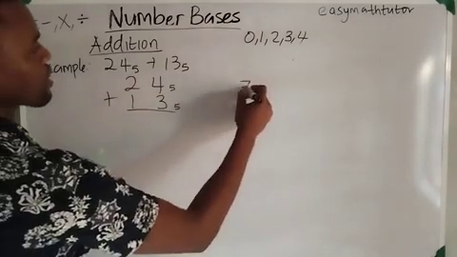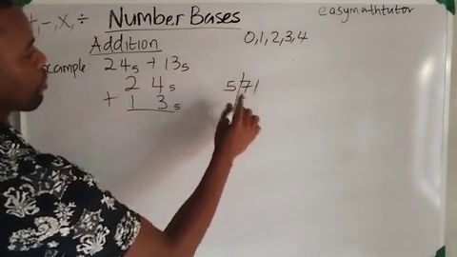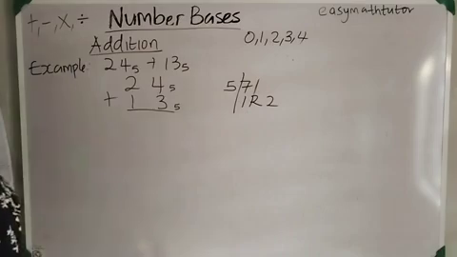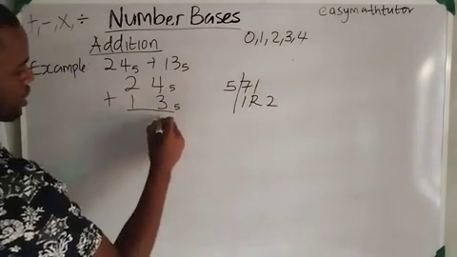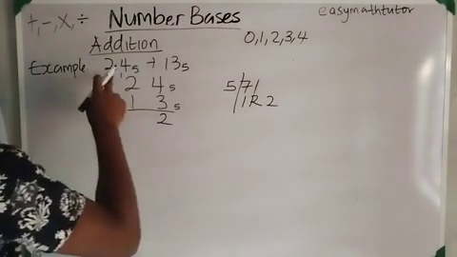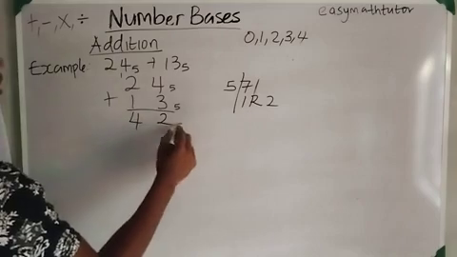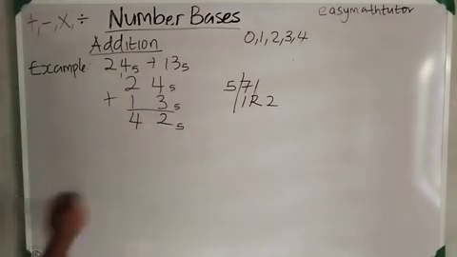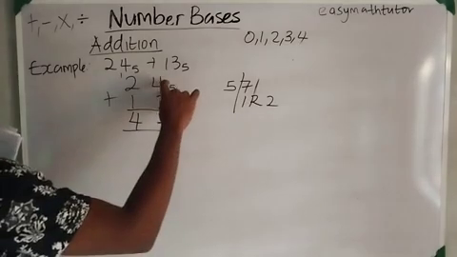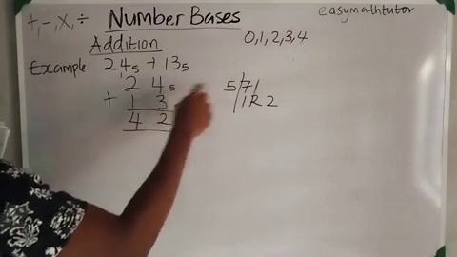We are going to divide that 7 by 5. And when we divide it by 5, we are going to have 1, remainder 2. So we are going to write the remainder here instead, and we are going to carry over that 1. So that 1 plus 2 plus 1 gives us 4. So the answer is 42 in base 5. So we want to take note that whenever the sum becomes greater than the base 5, we are going to divide.